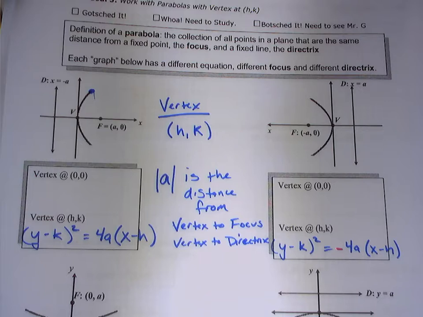So again, if you're right-handed, you're positive, it opens to the right. If it's negative, it opens to the left, because left-handed people are negative.